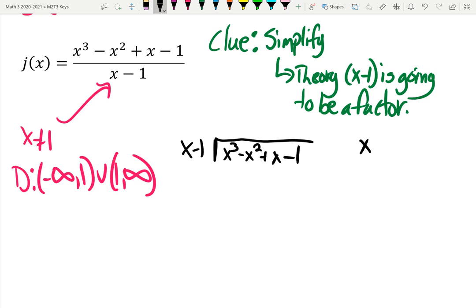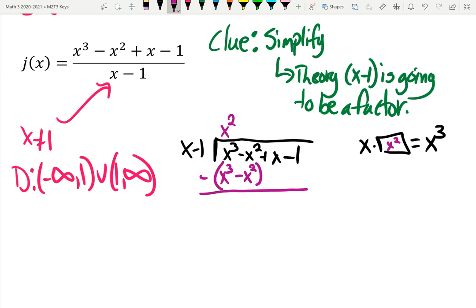I ask myself, x times what makes the first term x to the third? And that's going to be, well, I need 2 more x's. X times x squared is x to the third, and I have to distribute it into both. So this is going to be minus x squared. And then since it's long division, I subtract. I'm going to go ahead and end up getting, well, 0, a sign that I'm doing it right, and 0. Rock on.